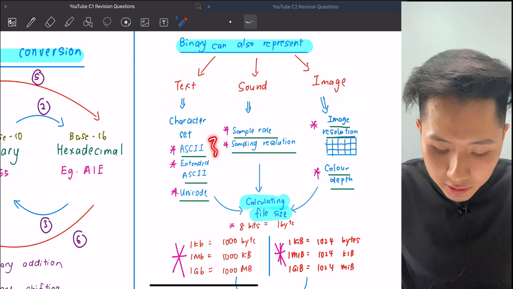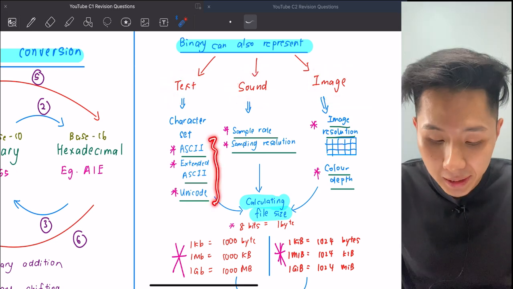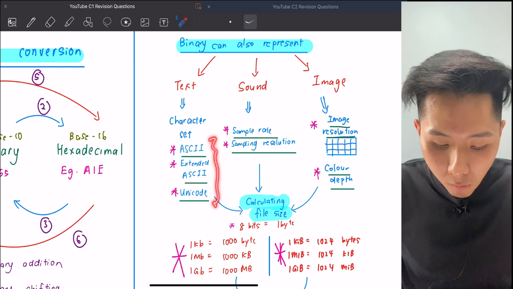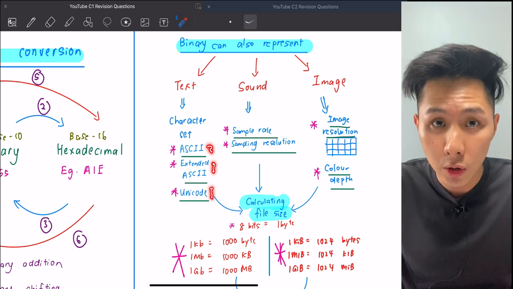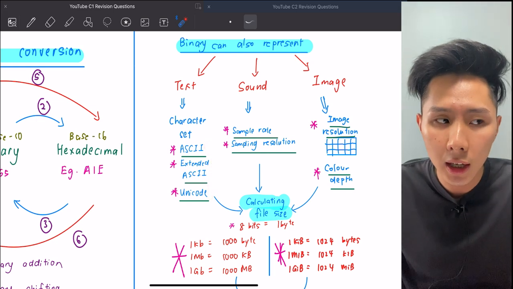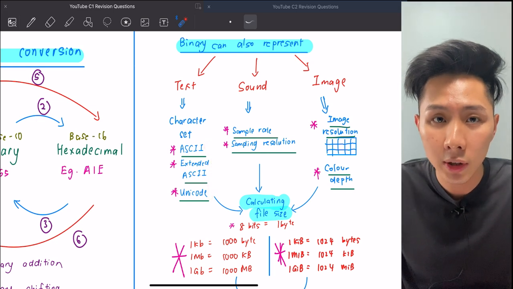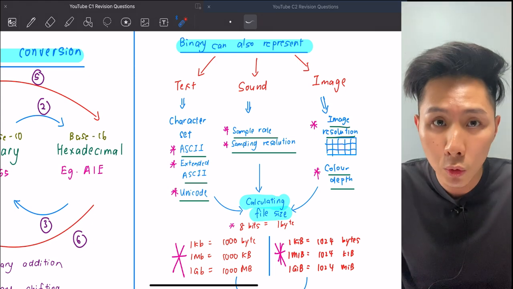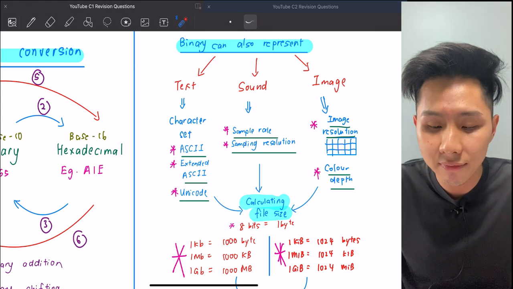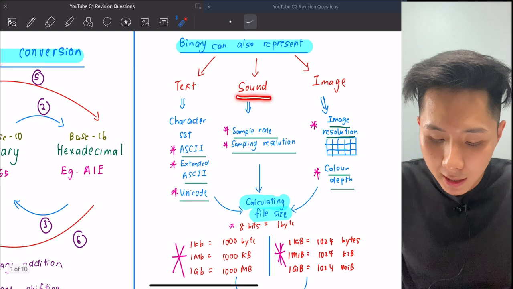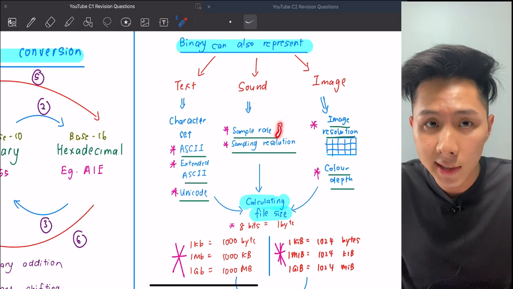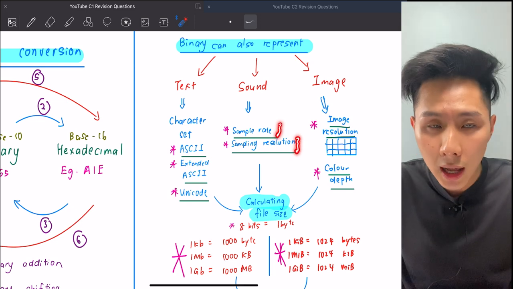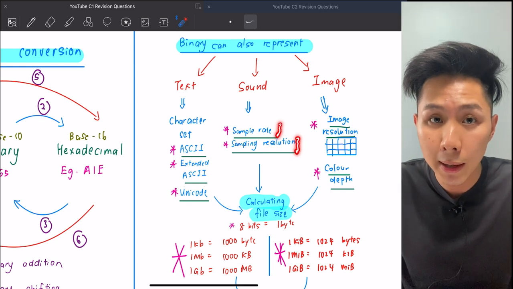Here are some of the terms related to that particular subtopic. For text, we have something called a character set, which are ASCII, extended ASCII, and also Unicode. That basically means that we assign an 8-bit binary or 16-bit binary to a particular character. Whereas for sound, the two terms we have are sample rate, how many samples you take per second, and sampling resolution, how many bits you use to record each sample.